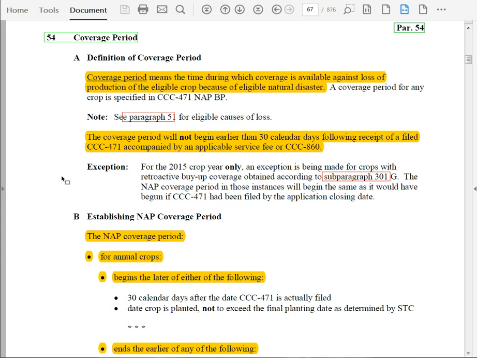Coverage for a crop begins only after the crop is actually planted. That means if a producer purchased coverage for lettuce on January 1st, coverage could begin on the 31st, but only if the crop was actually planted at that time.